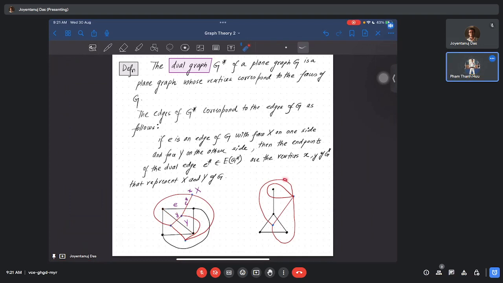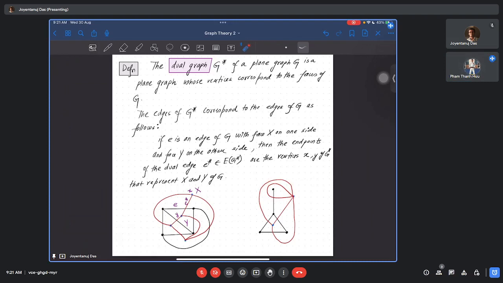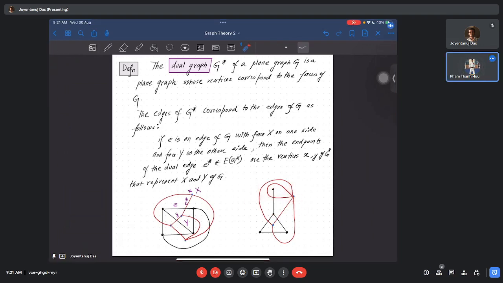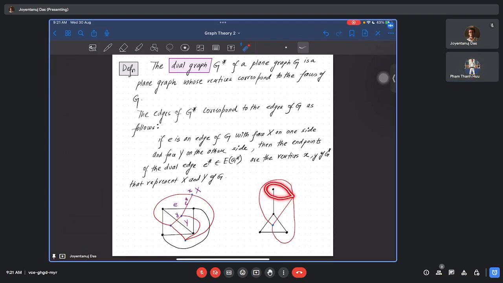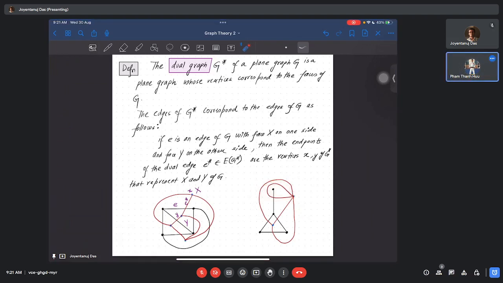But what about this loop? Why is this coming? Suppose I take this one as my edge. It has one face on this side and one face on this side, but actually these two are the same face, because this is the outer face. So that's why you have to connect it with itself, and that's why you are getting a loop.